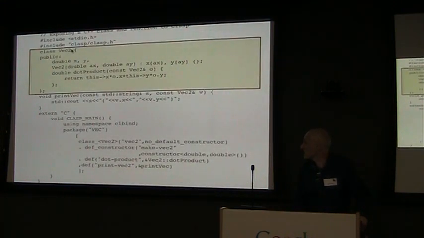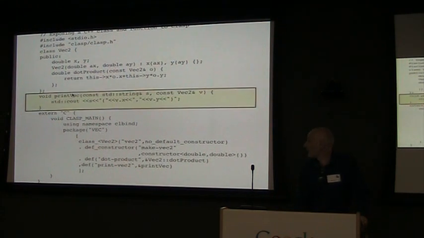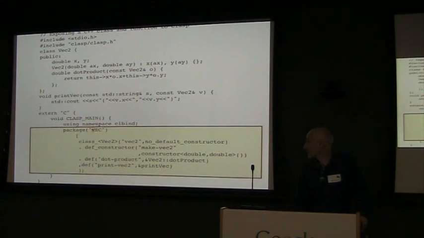Here is a C++ class of vec2. It's got an x and y coordinate, doubles. I've also got a dot product function in here that takes a vec2 by constant reference, and it does the dot product and returns a double. Then here's a regular function that will take a C++ string and a vec2 by constant reference, and print the result to cout. And then here's the interface. Okay, so you define the Common Lisp package vec.